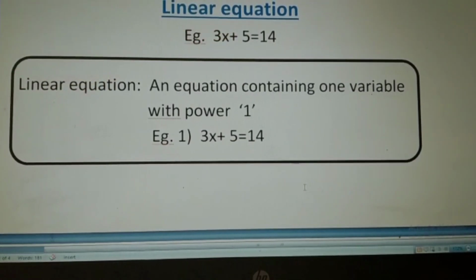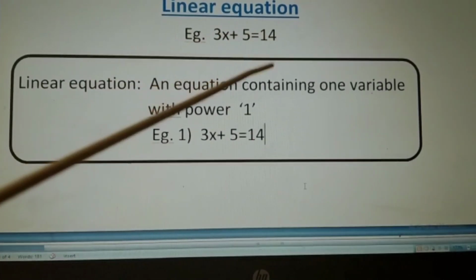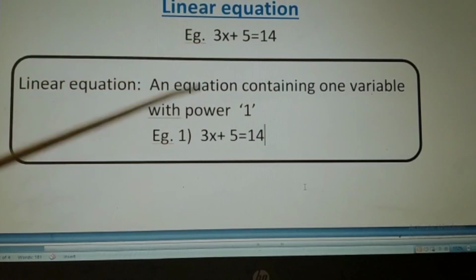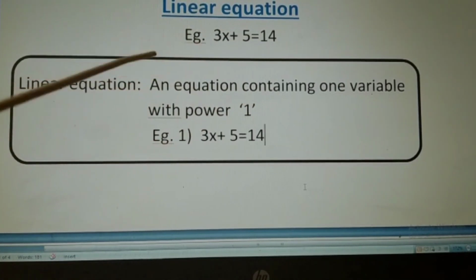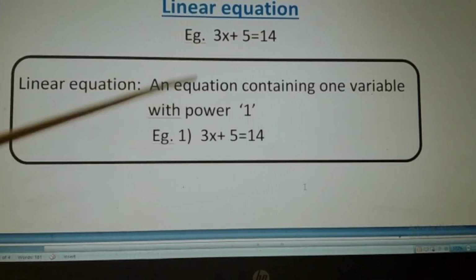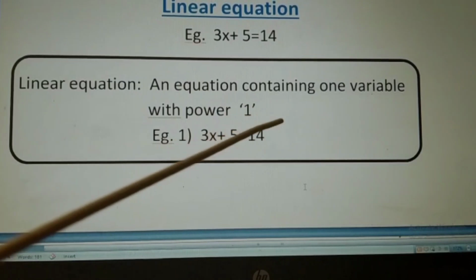Then, what is a linear equation? Linear equation is an equation containing one variable with the power 1. For example, 3x plus 5 is equal to 14.